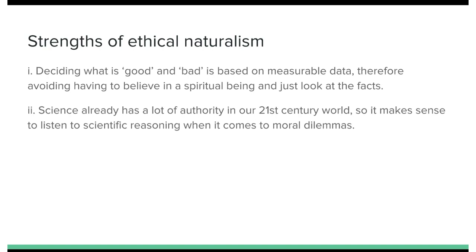Secondly, science already has a lot of authority in our 21st century world, so it makes sense to listen to scientific reasoning when it comes to moral dilemmas. And some would say that science has greater authority than something like religion, which used to have much more authority in our world, and it really did guide moral decision making, particularly around 100 years ago and before that. But a lot has changed, and science already has a lot of authority now, so why not give it the authority in the realm of decision making about right or wrong?